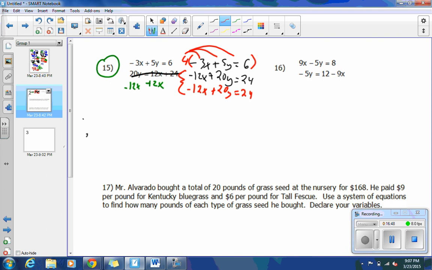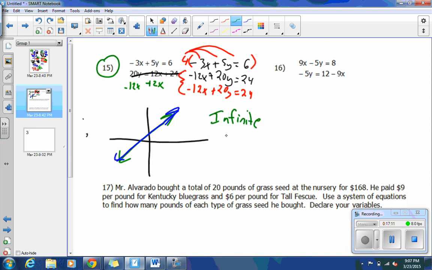That means that they're going to graph. If you show the graph here, when you graph them, one's going to be like this. I mean, it might not exactly be like that. The other one's going to be right on top of it. So that means there are infinite solutions. So infinitely many solutions.